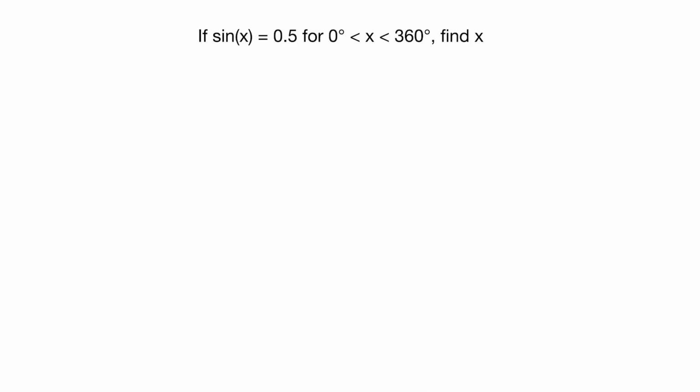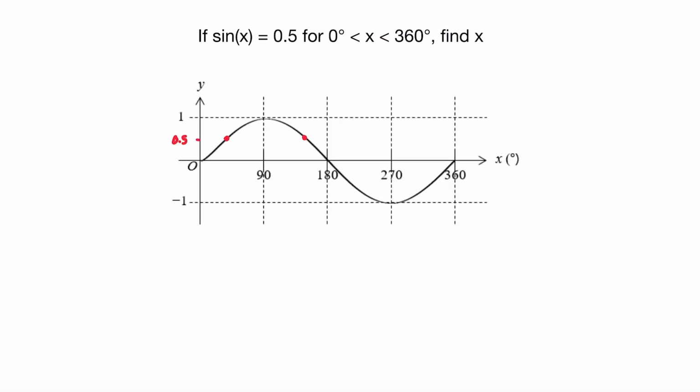So here's a kind of question that you're more likely to get. If sine x equals 0.5 for x between 0 and 360, you want to find x. So if you have a graph here, as you can see, there are two values of x that will give you 0.5.